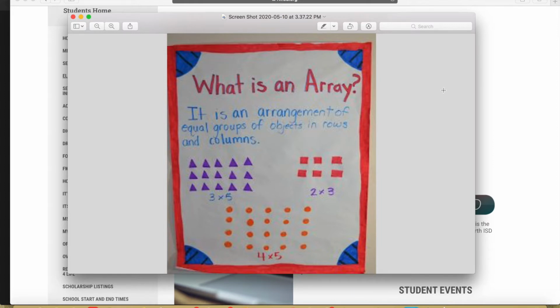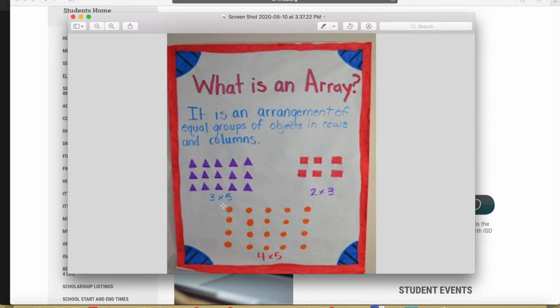An array is an arrangement of equal groups of objects in rows or columns. Remember, we have rows that go left to right, and we have columns that go up and down. But the important word right here is this word right here, equal. Okay, that means it has to be the same amount of groups of objects in rows and columns. So I couldn't have like 5 triangles right here, 4 right here, and then 2 right here. That wouldn't make it an array.